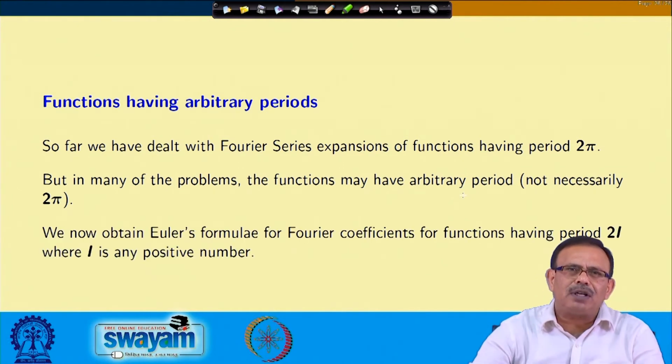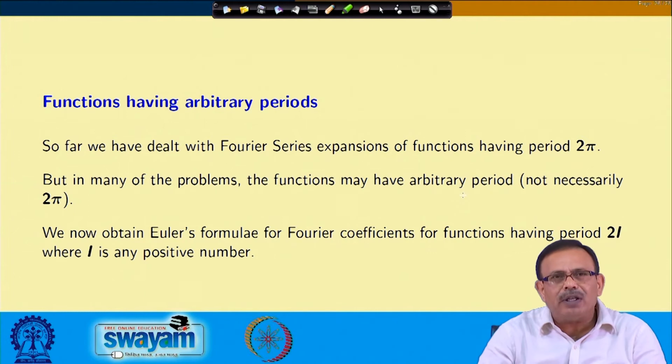Or in other words, in general we can obtain Euler's formula for the Fourier coefficients for functions whose period is 2L. That is, we are trying to generalize now. Earlier we have done it for minus pi to pi, or for period 2 pi.